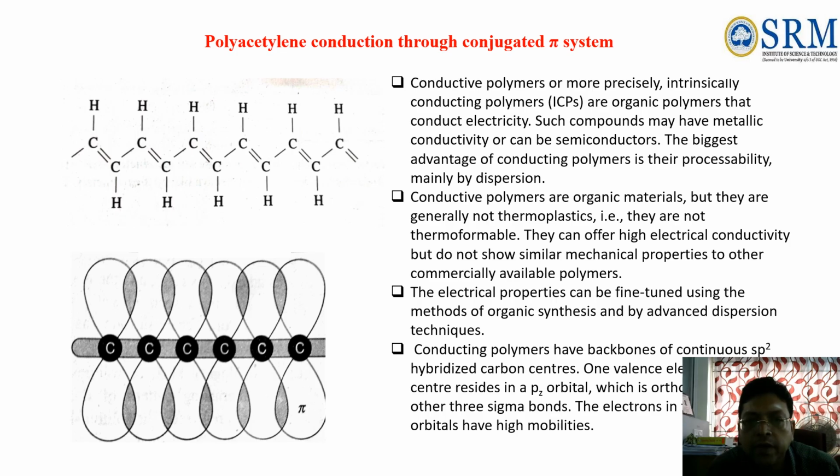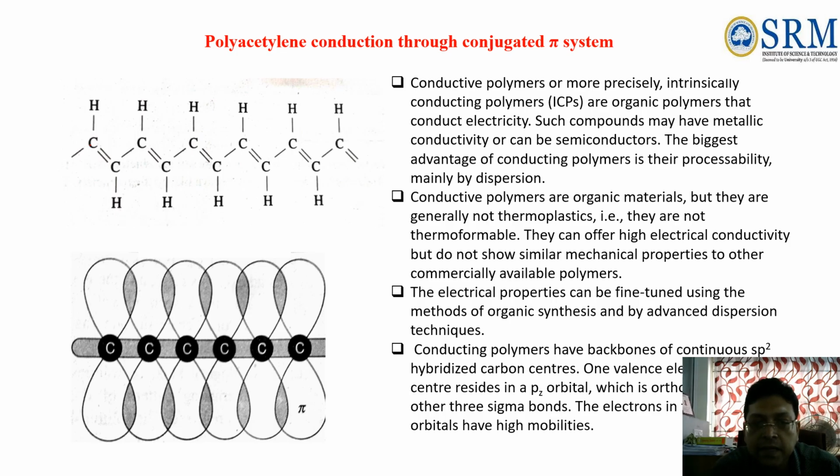So now we'll move to polyacetylene, conduction through the conjugated pi system. We'll try to understand the underlying phenomenon of electrical conductivity in conducting polymers. As we know, it consists of a polymer backbone chain with extended conjugation, and each carbon has sp2 hybridization and has an available p orbital.